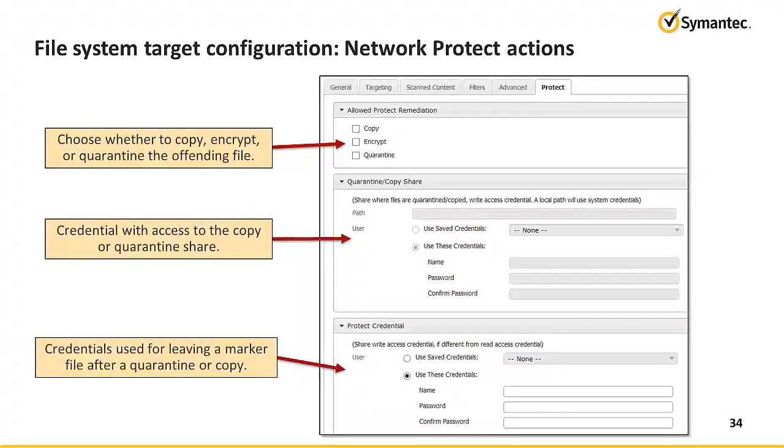The last configuration tab in a file system target is the Protect tab, where you can authorize copy, encrypt, and quarantine actions for discovered confidential files, and specify the quarantine location and any credentials required for copying confidential files to that location, as well as specify any additional credentials required for writing marker files to the original location. The screenshot here shows the options on the Protect tab. Network Protect actions such as copy, encrypt, and quarantine are covered in the Preventing Unauthorized Exposure of Confidential Data module of the Symantec DLP Administration course.